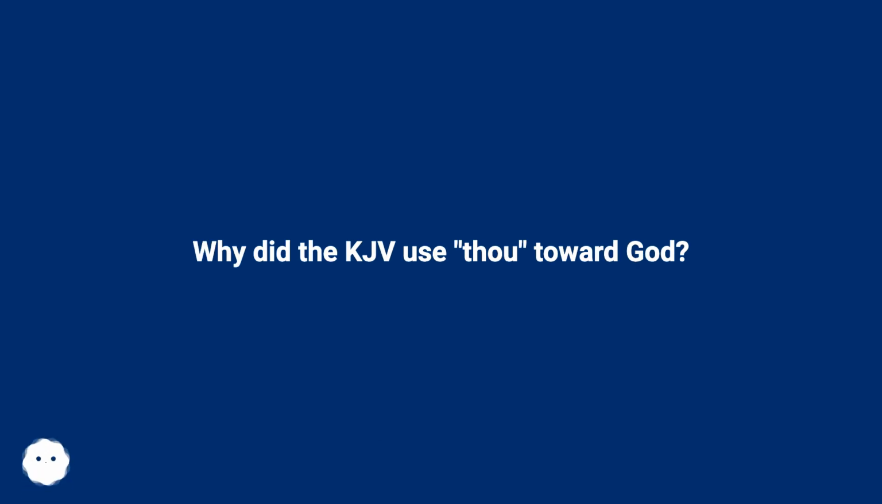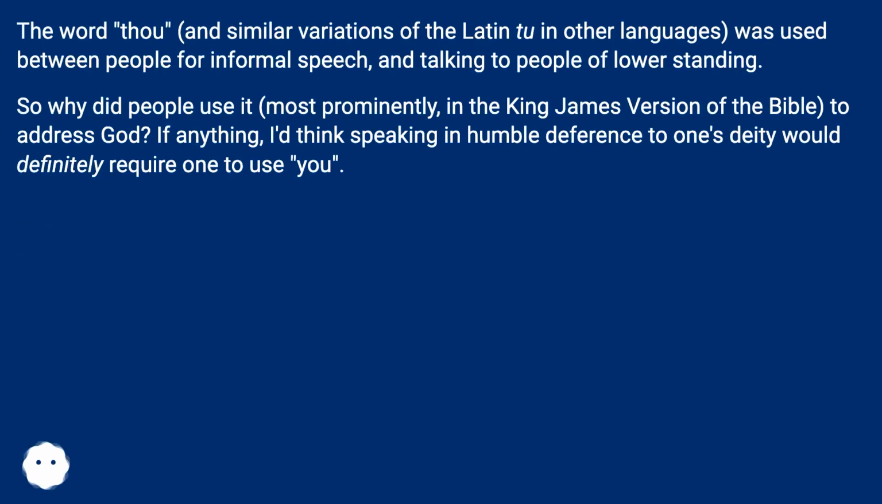Why did the KJV use thou toward God? The word thou, and similar variations of the Latin tu in other languages, was used between people for informal speech and talking to people of lower standing. So why did people use it, most prominently, in the King James Version of the Bible, to address God? If anything, I'd think speaking in humble deference to one's deity would definitely require one to use you.